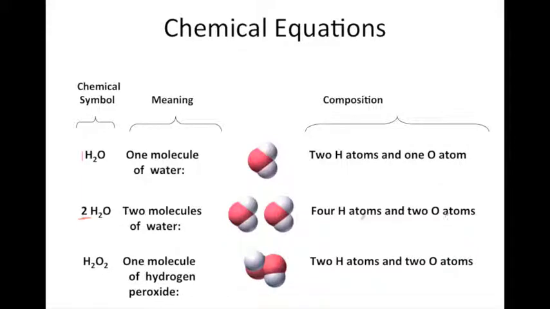If you had a compound like this, H2O2, which is hydrogen peroxide, and you had one of these, so one hydrogen peroxide, H2O2 tells you that you have 2 hydrogens and 2 oxygens all bonded together to form a single hydrogen peroxide molecule. Okay? So appreciate the differences between what these coefficients and subscripts represent.